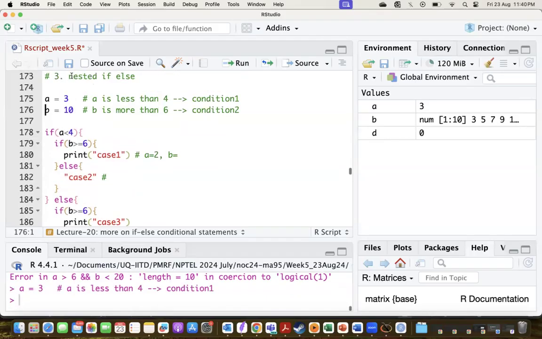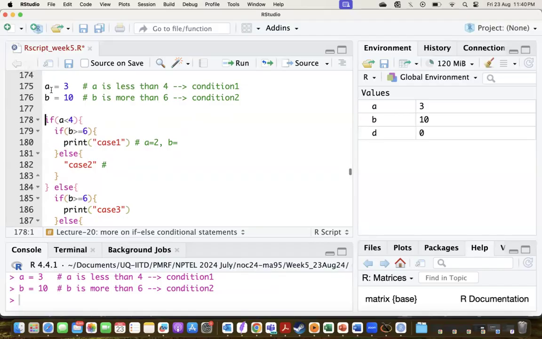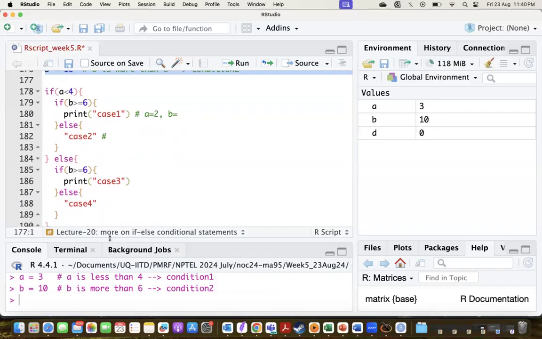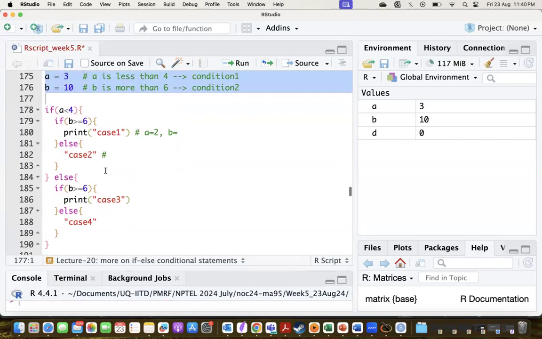So in this case, tell me which is going to get printed. We'll walk through it one by one again. So let's go step by step. First, our cursor is here. So we'll read if a is less than 4. a is 3, so that is true.